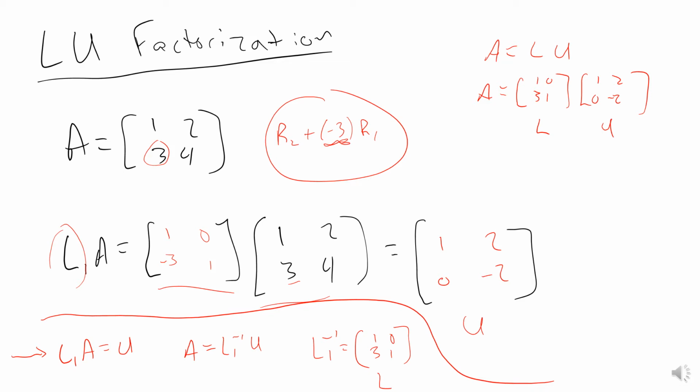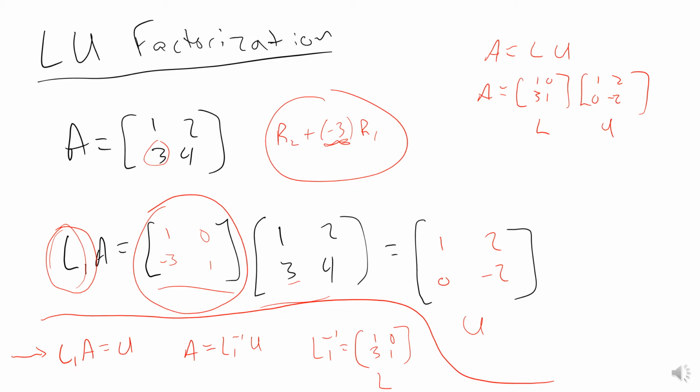So look back at the book, reread that example, and make sure you understand that L is not the matrix that we have written here. This matrix here was L1. We use that to find L. L is the inverse of that.